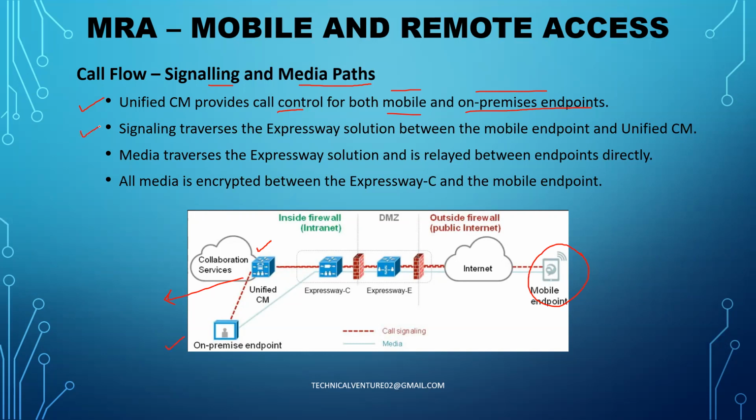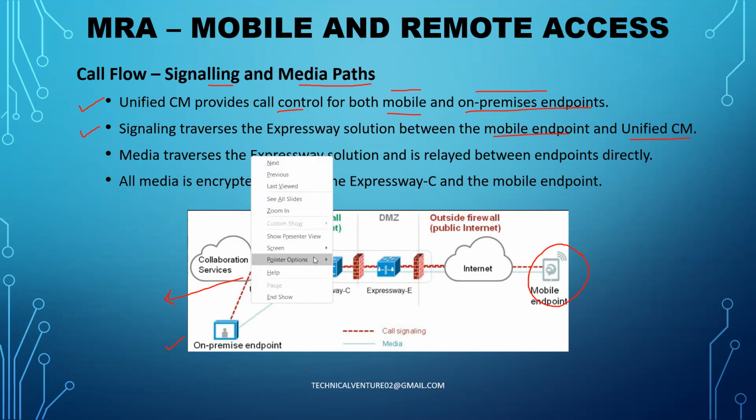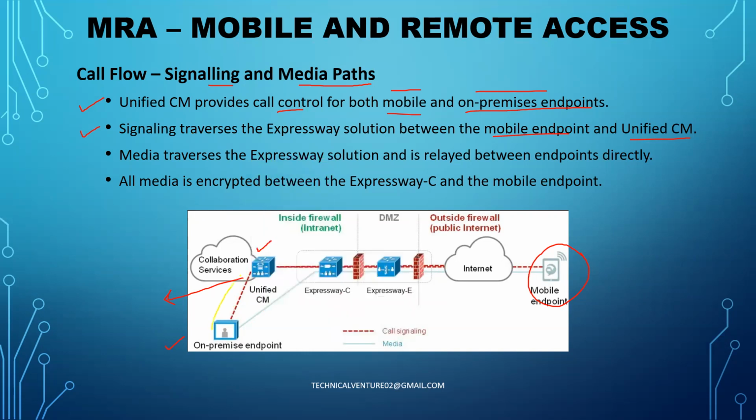Okay, then it says signaling traverses the Expressway solution between the mobile endpoint and the Unified CM. This is the path for signaling. It will go to the CUCM, and then Expressway Core, Edge, Internet, and then the mobile endpoint. This is your signaling path.